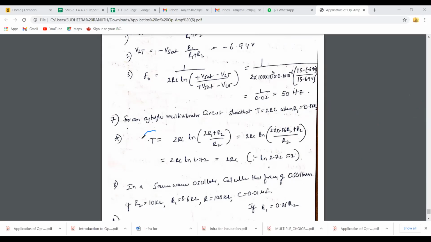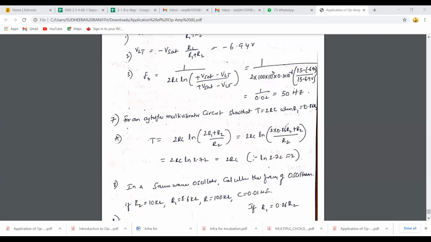So we know the formula, time period T equal to 2RC ln of (2R1 plus R2) by R2. So what is R1 given? 0.86 R2. I place it here, and after simplification, I'm getting ln of 2.72. If you calculate in the calculator, ln of 2.7 is approximately 1, which becomes 2RC. This is what he has shown here. Okay, is it clear, all of you?